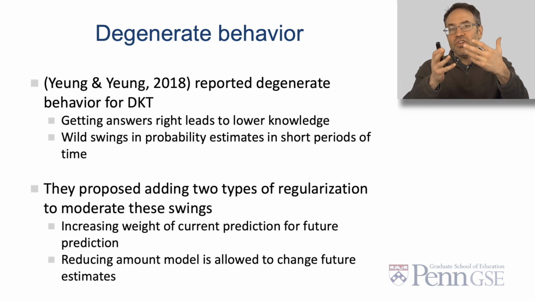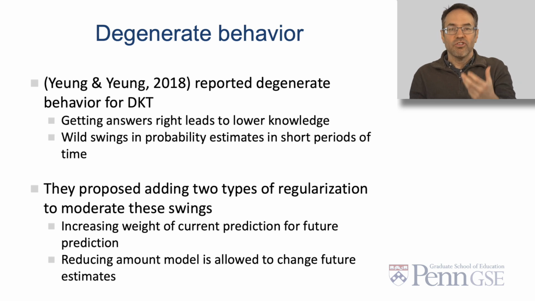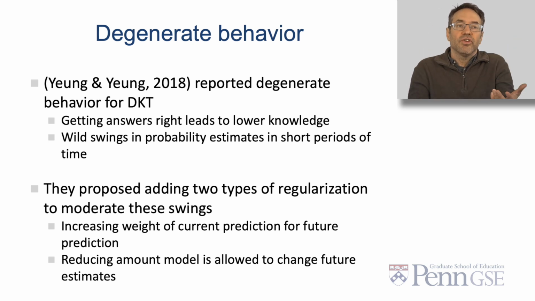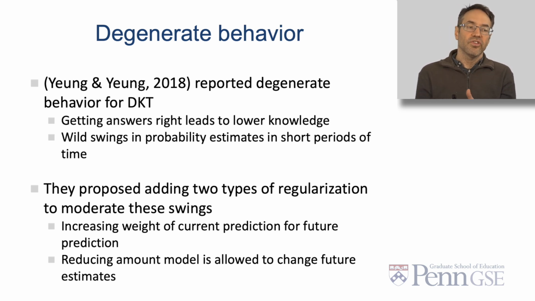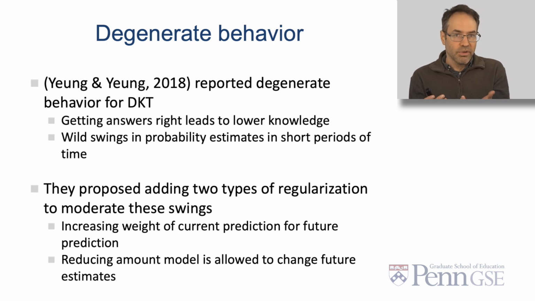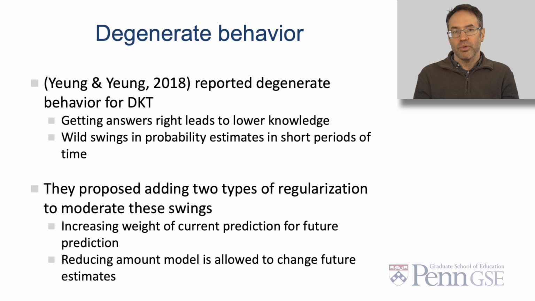Now, these issues really raise questions about whether DKT could actually be used in the real world, because we can't have these kinds of behaviors in a real system being used by students. But Yeung and Yeung proposed adding two types of regularization to modulate these swings, increasing the weight of the current prediction for future prediction and reducing the amount the model's allowed to change future estimates. Those regularization steps actually made a big difference, already making DKT, just with their first extension, DKT+, a much more realistic algorithm for real-world use.